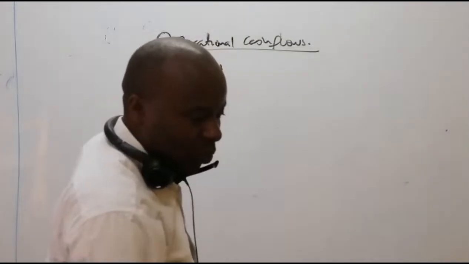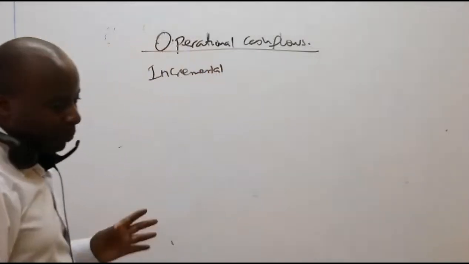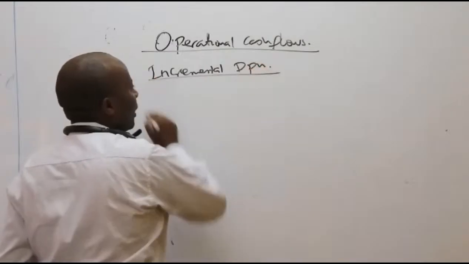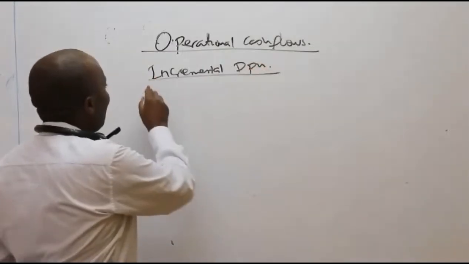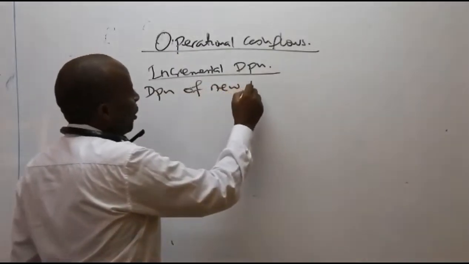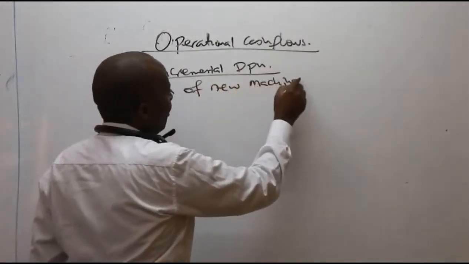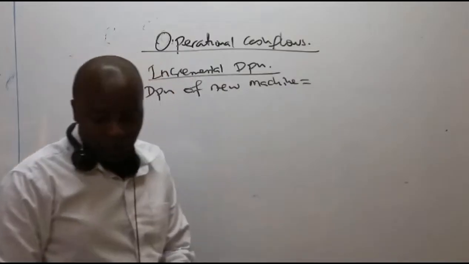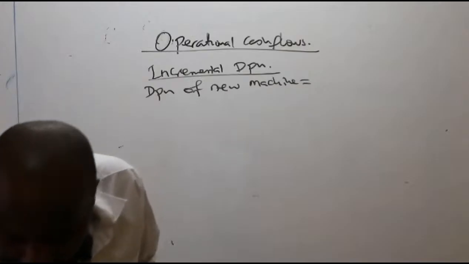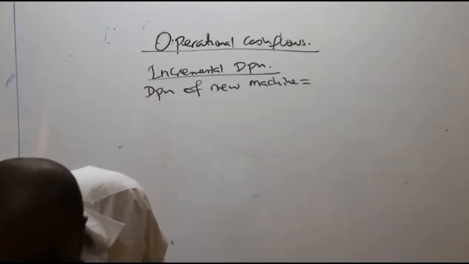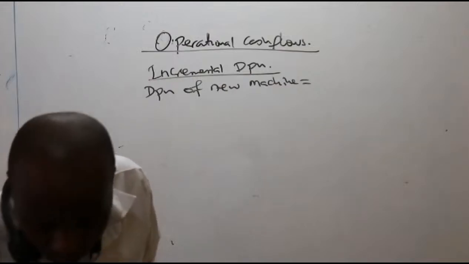So we look for incremental depreciation. This is the name of the working. So incremental depreciation, what do we have? Number one, we have depreciation of the new machine. At the end of the day, we know the cost of the new machine, don't we?